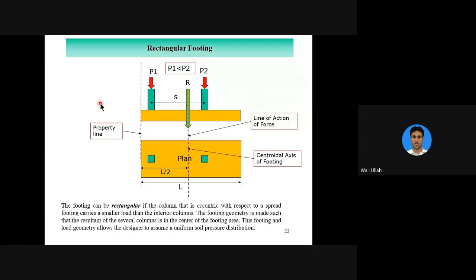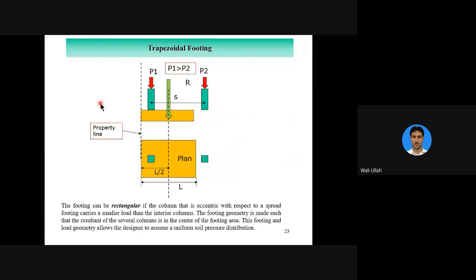Where would the resultant go? It would come close to P1. P1 would come close, resultant would come close to P1, right? That is the line of action of the resultant. When you make it pass through the centroid of the rectangular footing, you see that would be a rectangular footing. What is the problem in this rectangular footing?